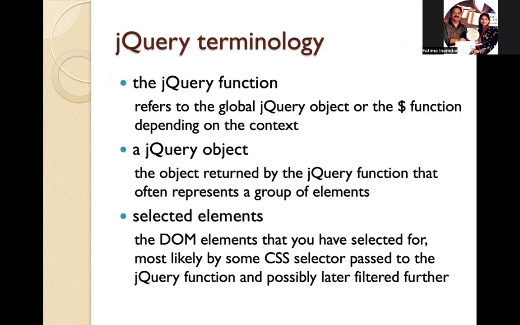Let's understand the jQuery terminology. The jQuery function refers to the global jQuery object, or we can consider the dollar function depending on the context. Then the jQuery object, as we know, uses the object-oriented features of JavaScript. It is the object returned by the jQuery function that often represents a group of elements. The last one is the selected element: the DOM elements you have selected, most likely by the CSS selector passed to the jQuery function, and possibly filtered further. This terminology covers the jQuery function, object, and element.